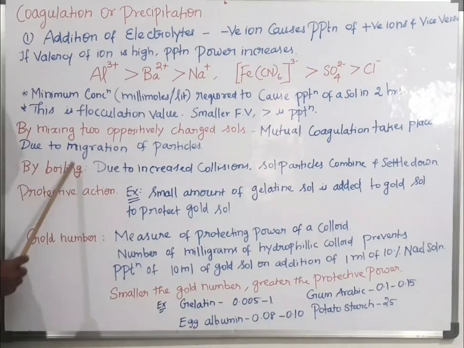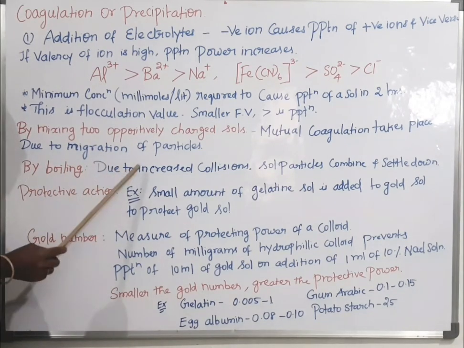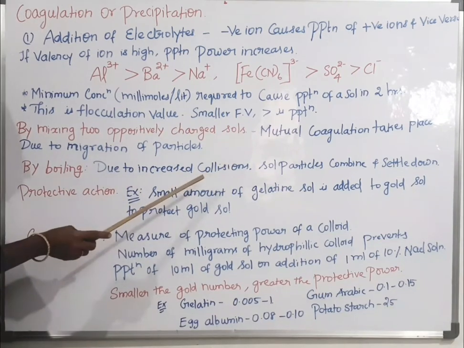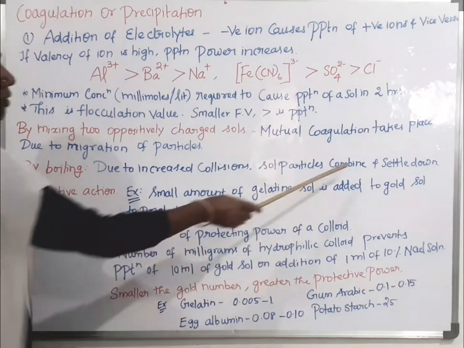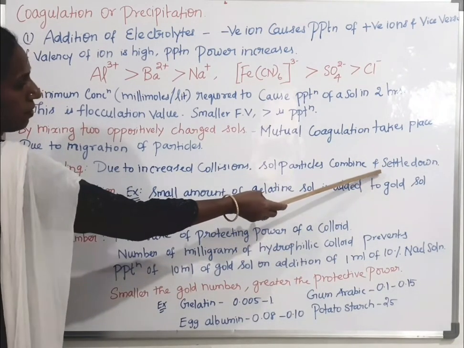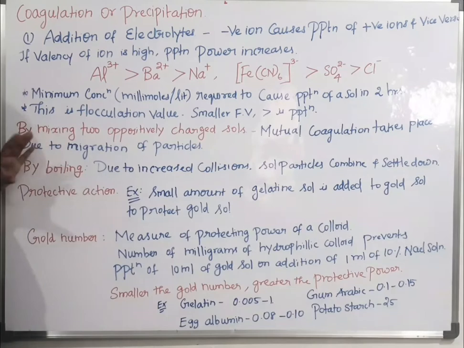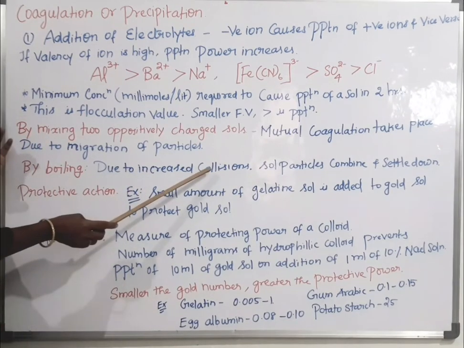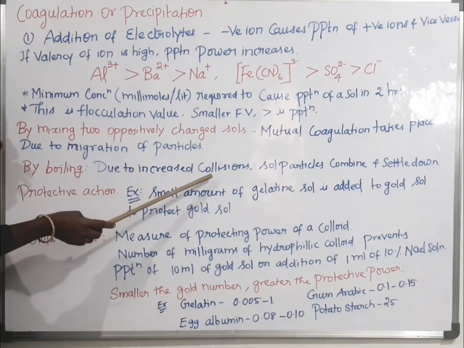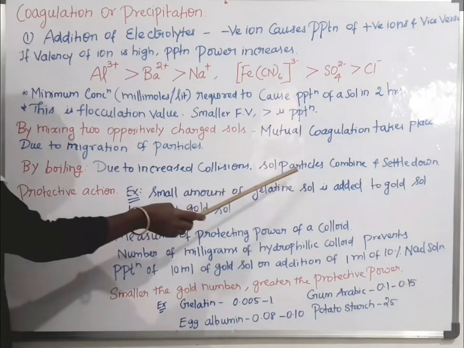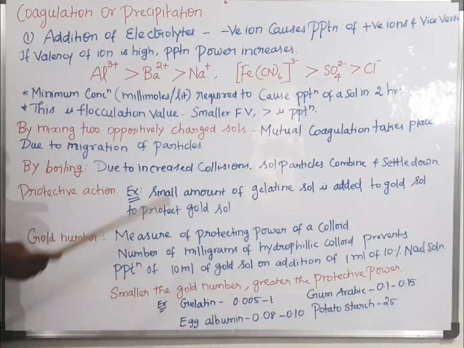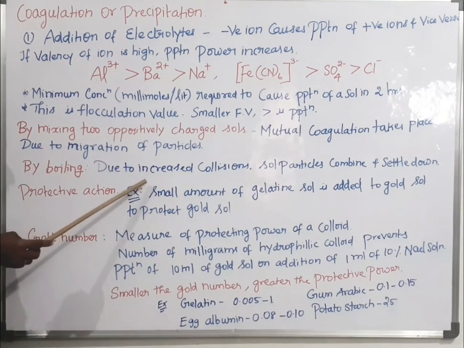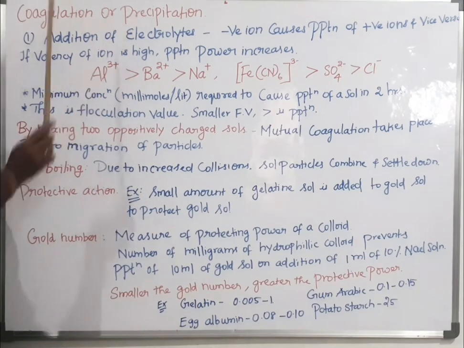Another reason is boiling. If you boil the colloidal solution, collisions take place. Due to collisions, the colloidal particles combine together and settle down. Settle down means it gets precipitated. So boiling is a reason for coagulation or precipitation.